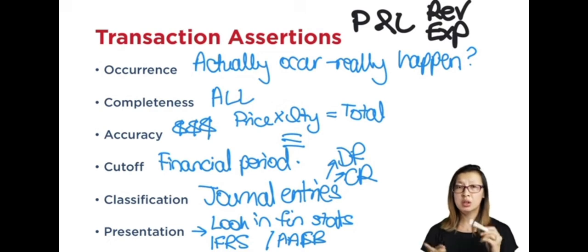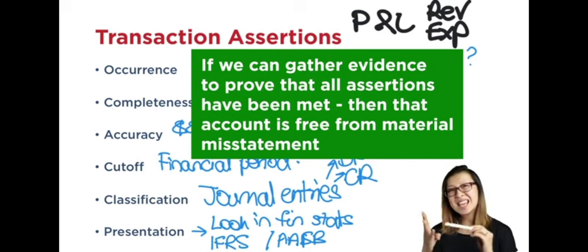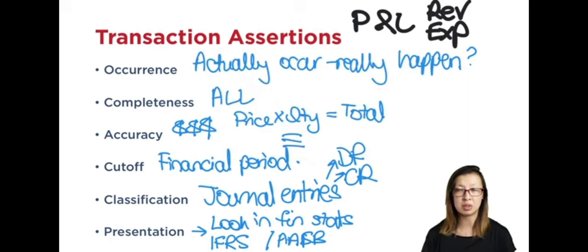So for our transactions, did it really happen? Did it occur? Have we recorded all of our transactions at the correct dollar amount, in the correct financial period, using the right journal entries and displayed appropriately in the management's version of the financial statements?